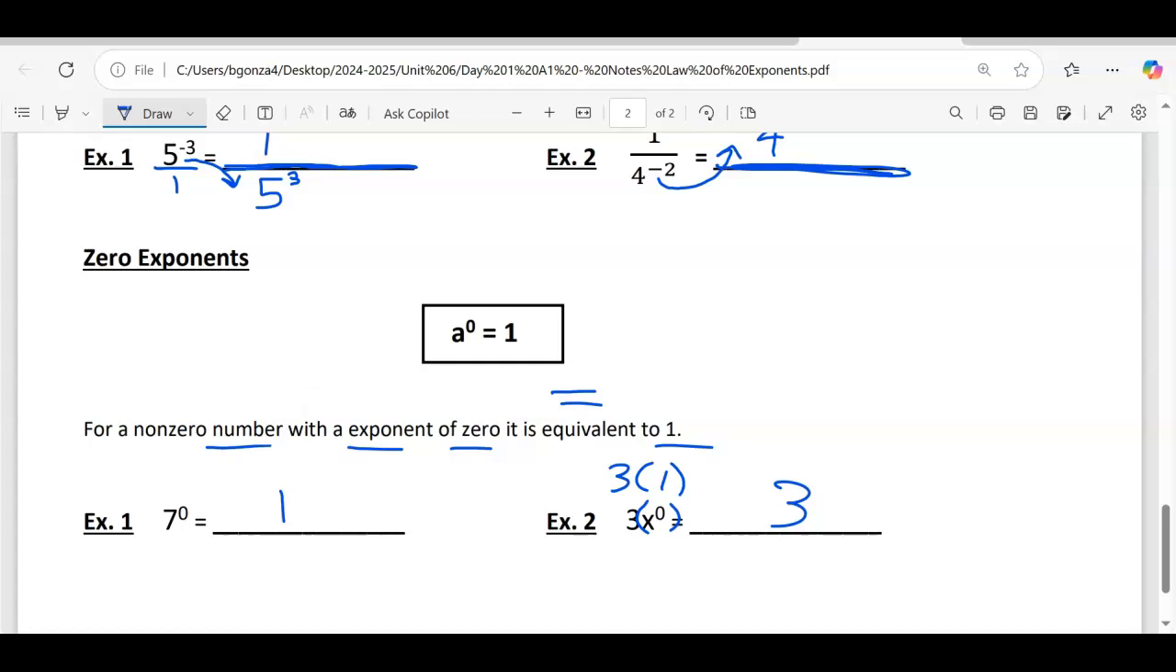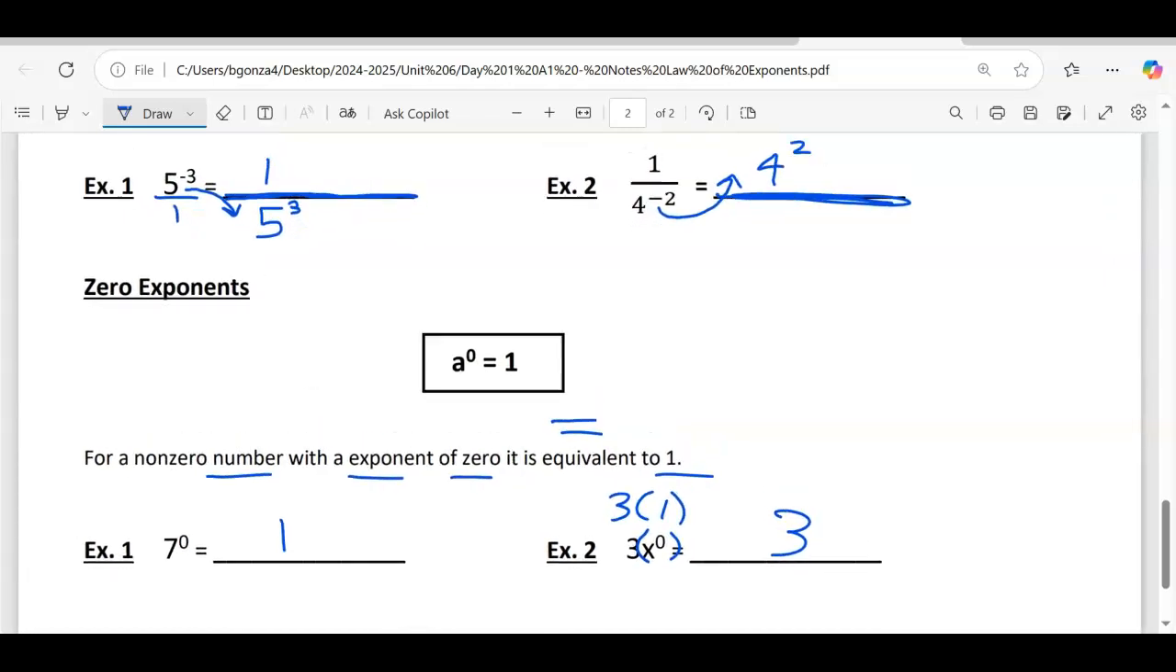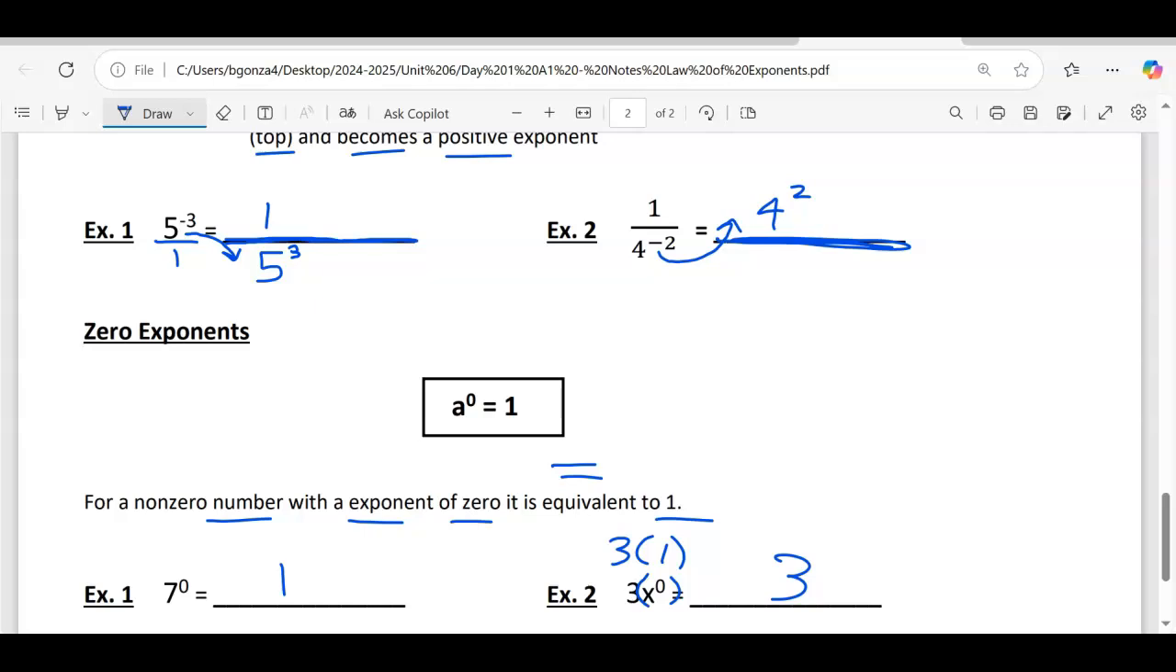So I'm going to pass out your assignment based on this, okay? I know there's a lot of notes, but we got to learn these properties to move on with the rest of Unit 6. Here we go.